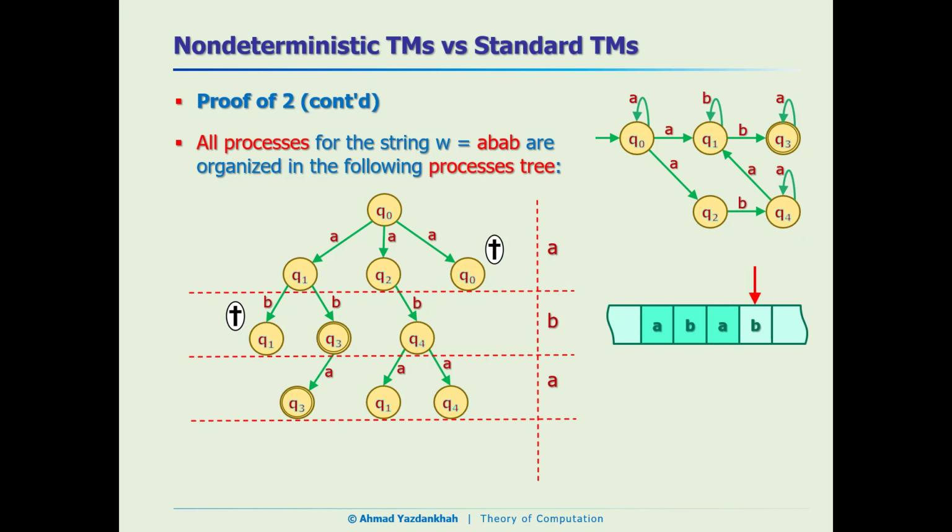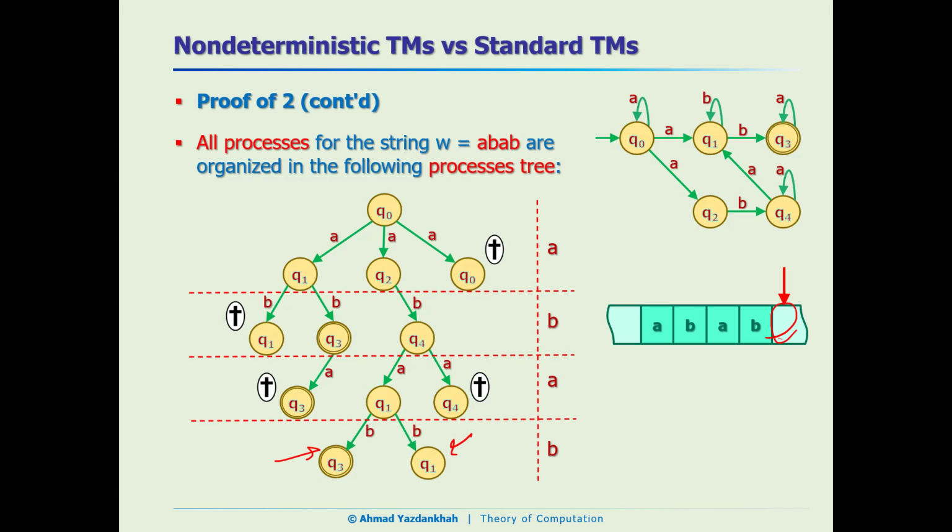Now we need to calculate the B for everyone. Q3 with B doesn't have any outgoing transition for B. It has to die. And how about Q1 with B? One possibility is to go to Q1, one possibility is to go to Q3. And how about Q4 and B? There is no possibility for Q4, so it will die as well. And we are out of symbols here, and one process is in Q3 and one process is in Q1.